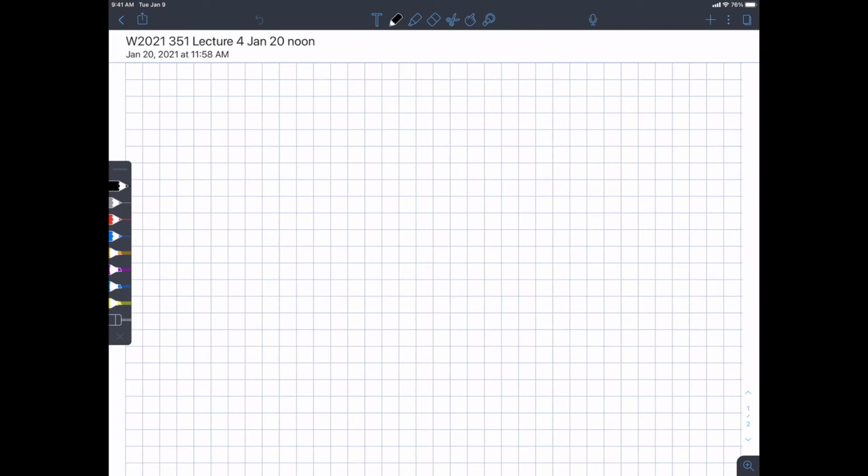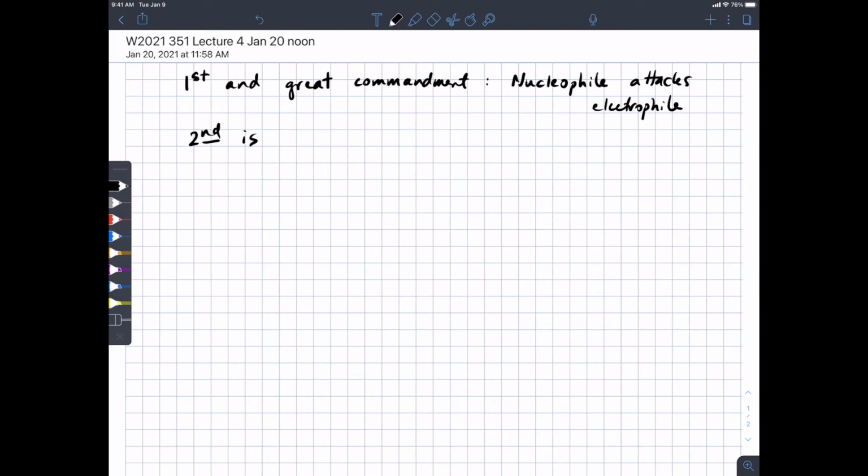So, we're going to continue on today with our discussion of HOMO versus LUMO. Our reason for this is because the first and great commandment of organic chemistry is nucleophile attacks electrophile. That's the theme of basically everything you'll encounter in terms of reactions in both 351 and 352. So that's the first and great commandment, and the second is like unto it. HOMO attacks LUMO. And if you've got that down and you can understand it, much of what we talk about will just seem like variations on that overall theme.